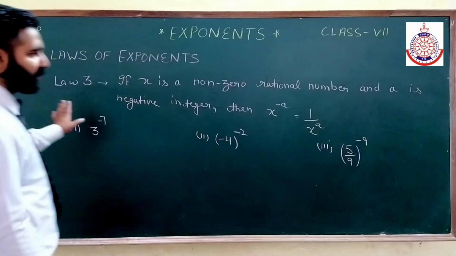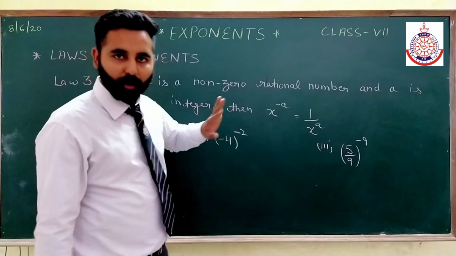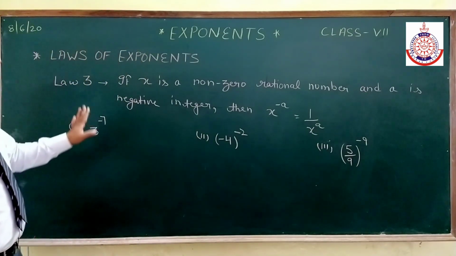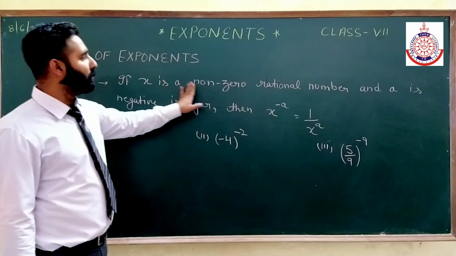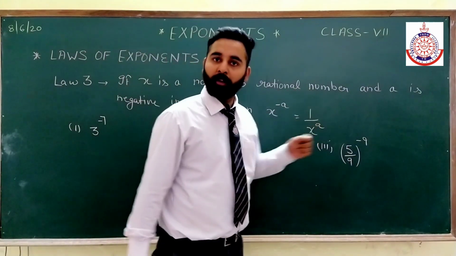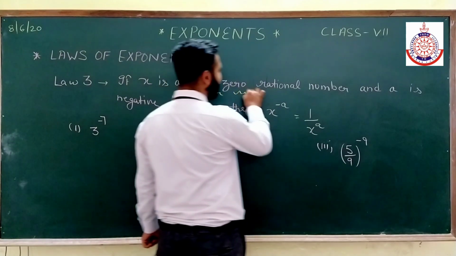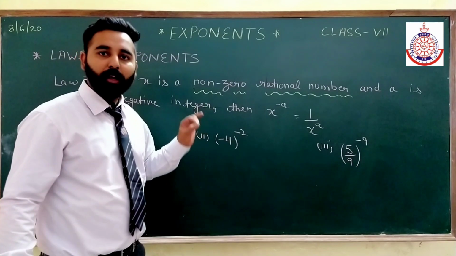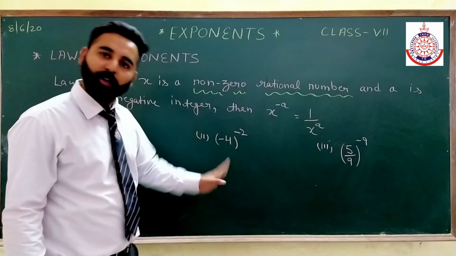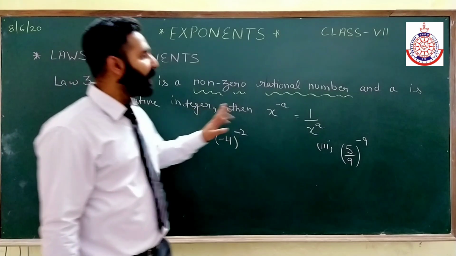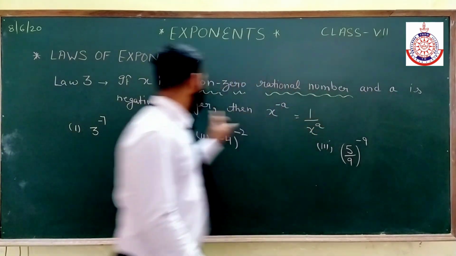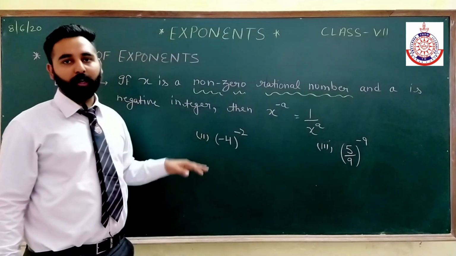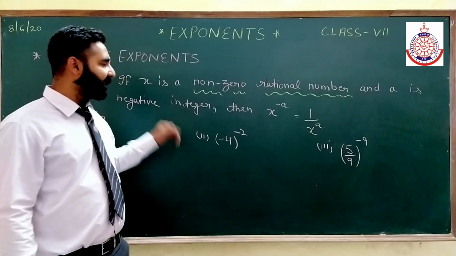Though I have given you introduction of law 3 in law 2 only, but here we will discuss it with some examples. So law 3 says if x is a non-zero rational number. Now what is the meaning of non-zero rational number? Means it can be any rational number except 0. 0 can't be there, any other number you can take. Fine. And a is a negative integer. Means a is any negative integer. It can be minus 2, minus 3, minus 4, any number with negative sign.